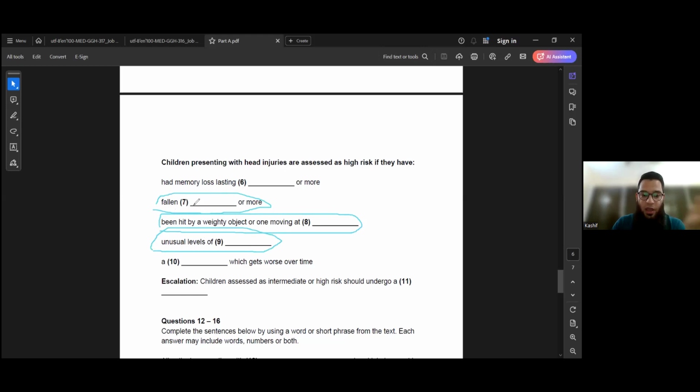Okay, or if they have fallen, it is again fallen from some height, and been hit by a weighty object or one moving. One moving means it is about the speed. So this is about the height, this is about the speed, and unusual levels of what exactly. So this we will see now.